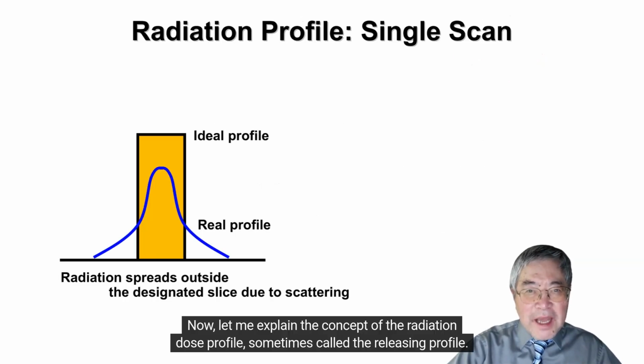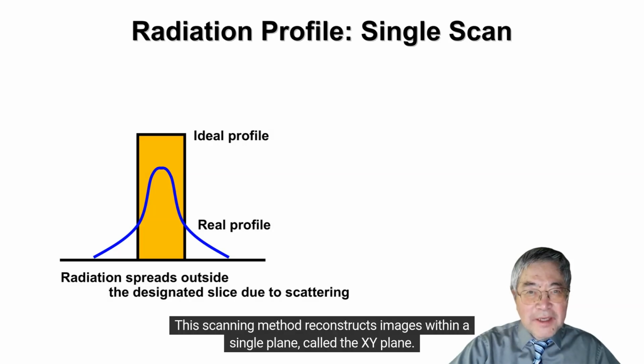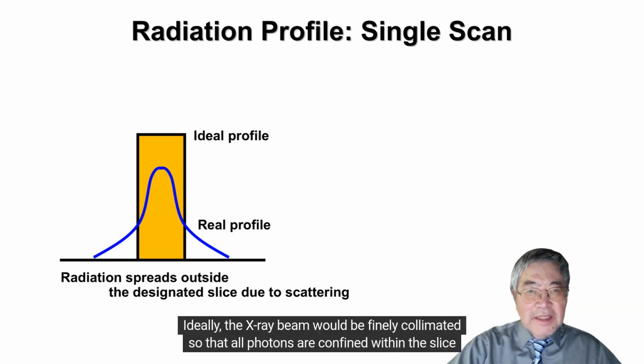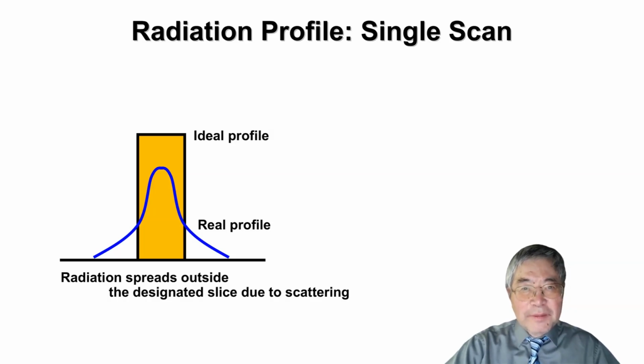Now let me explain the concept of the radiation dose profile, sometimes called the releasing profile. Imagine you perform a circular CT scan. This scanning method reconstructs images within a single plane called the XY plane. Ideally, the X-ray beam would be finely collimated so that all photons are confined within the slice thickness, represented as a neat rectangular region, say highlighted in yellow.